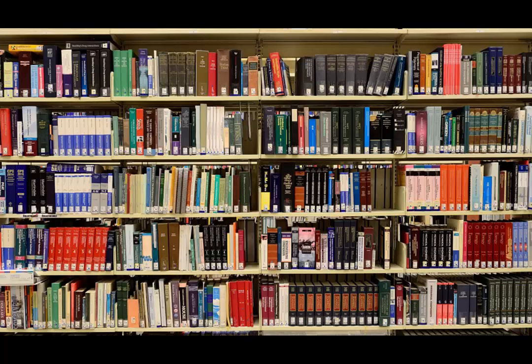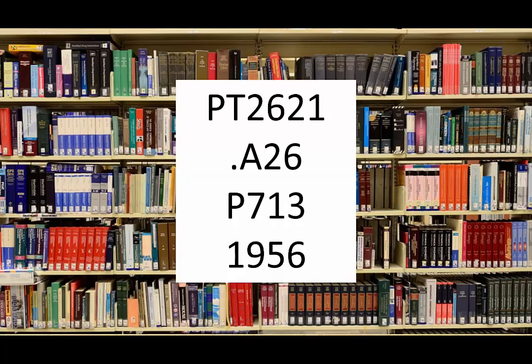Again, once you've arrived at PT, you will start looking at the first group of numbers. This first group of numbers is treated as a whole number, so you're going to move past the PT20s, past the PT200s, to the PT2000s. Once you see PT2621, you can scan down the shelf looking for the next piece of the call number, point A26.